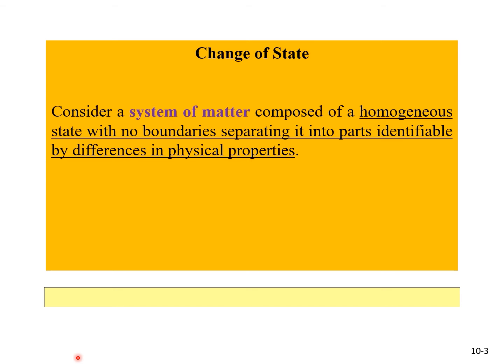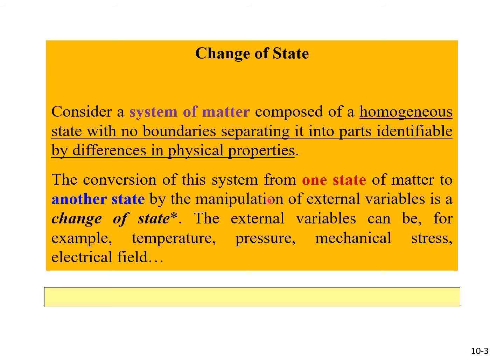...or a homogeneous state. Now, here's the thing. The conversion of this system from one state of matter to another, if I'm changing a material from liquid to gas, that's change of state, right? You can't say that unless the material is 100% homogeneous. So you can say, well, the conversion of this system from one state to another by the manipulation of the external variables is called a change of state.